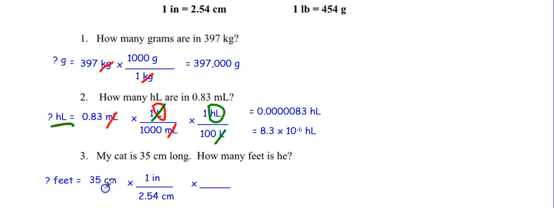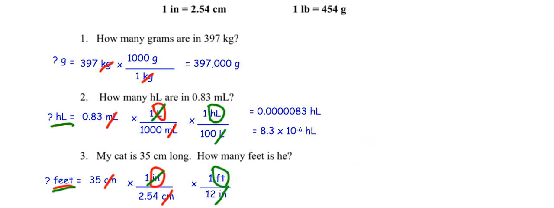Here's my red, so here's centimeters, and here's centimeters. And what unit is left? Inches. Is that what I'm looking for? The answer is no, so I have to keep going. I need to put inches on the bottom, and what's going to go on the top? Well, I'm looking for feet. What's the relationship between inches and feet? 12 inches is equal to 1 foot. So how does that help me? Let's check it out. Inches cancels out. What unit am I left with? Feet. Oh, that's what I'm looking for.